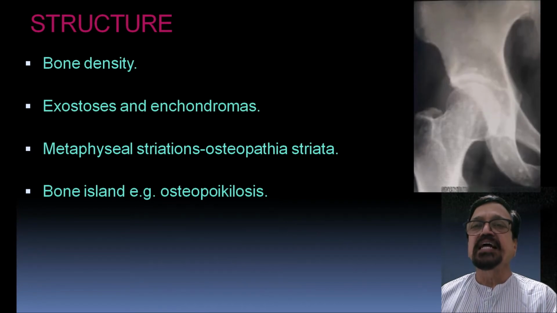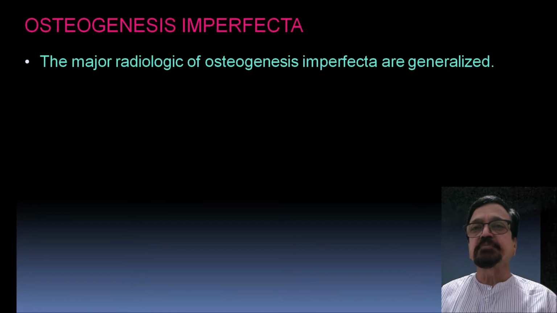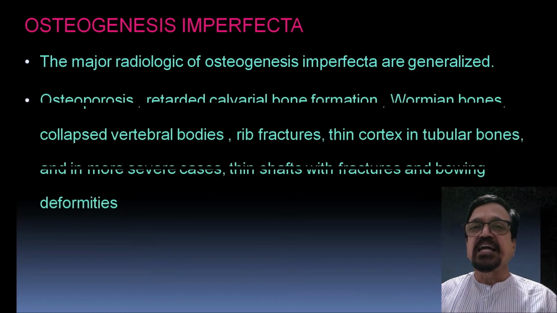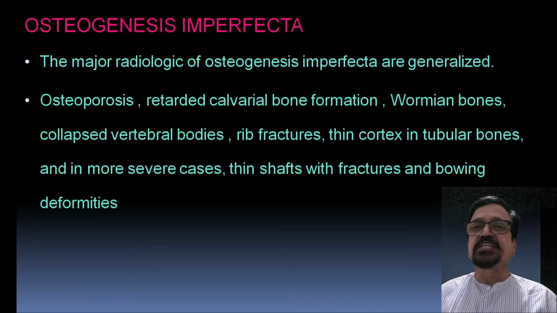Now let us come to another type, where how to identify is by the structure. Now we have to find the bony density, whether it increases or decreases. Then there is exostosis and enchondromas and metaphyseal striations, osteopathia striata, osteogenesis imperfecta. The major radiologic features of osteogenesis imperfecta are generalized. It's a generalized bone disease. Then there is osteoporosis, retarded calvarial bone formation, Wormian bones are there.